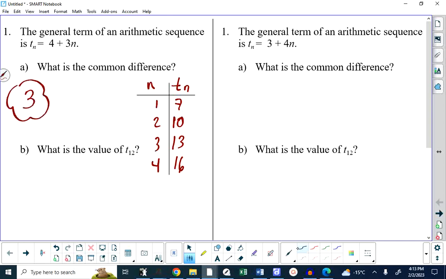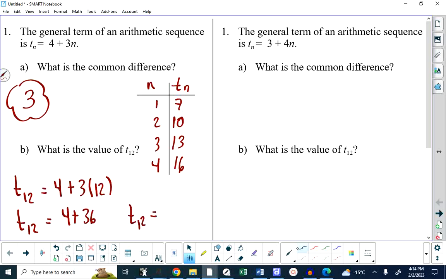What is the value of T12? Well, that has nothing really to do with the table directly. I suppose you could extend the table if you wanted to, or you could just take the general formula and say T sub 12 is 4 plus 3 times 12. That's 4 plus 36. So T sub 12 has a value of 40, and that's the answer to part B.